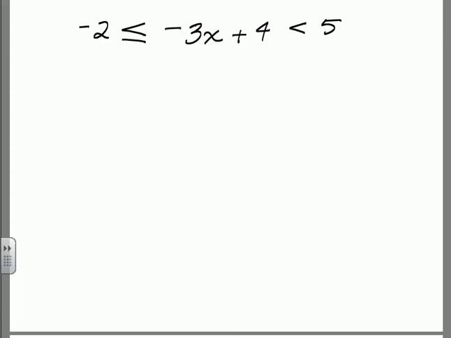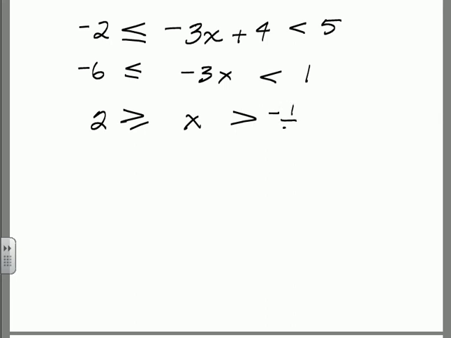Okay, we're going to subtract 4 from everybody. -6 less than or equal to -3x less than 1. Divide everybody by -3. Ding, ding, ding, ding, ding. 2 greater than or equal to x greater than -1/3. We've got to get it in the right form. Well, x always stays in the middle, so you just pick that guy up and turn it completely around. So -1/3 is down here, and 2 is down here, and check it. Is this the smaller number, and is this the larger number?